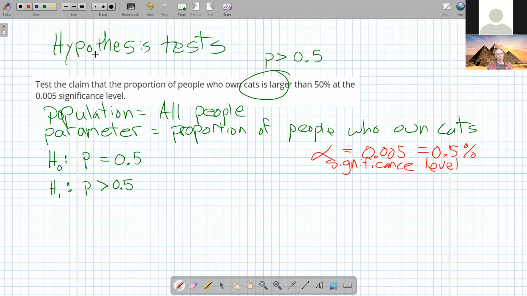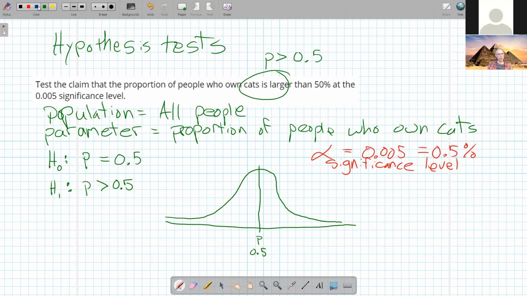Okay, so I got that part set up, and now I'm going to start my sketch. Anytime you start one of these problems, I expect you to define the parameter at least, if not the population, and the null and alternative hypotheses, and then start your sketch. So draw your best bell-shaped symmetric curve. In the middle, we put whatever the null hypothesis says, which is p is 0.5 or 50%.